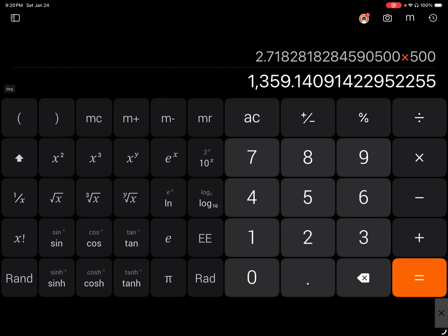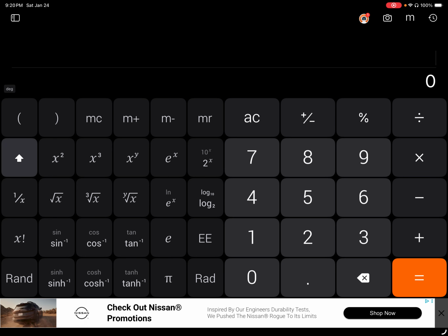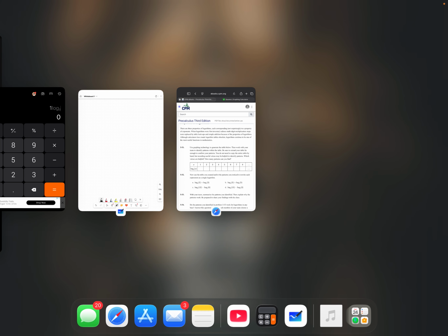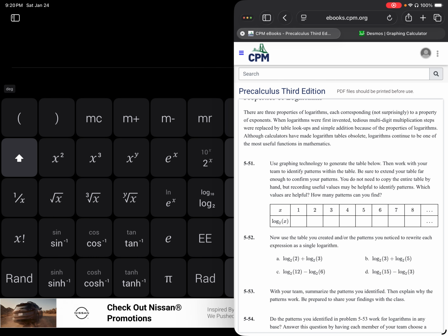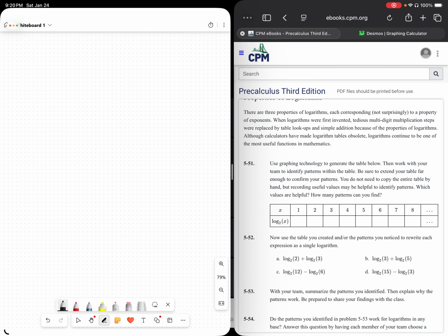Luckily, there's log base 2, and the first one is at 1. So let's go log base 2 of 1. We see that's 0. So this first one right here is 0. I'm going to write these down. Log base 2 of 1 is 0. Log base 2 of 2 is 1.